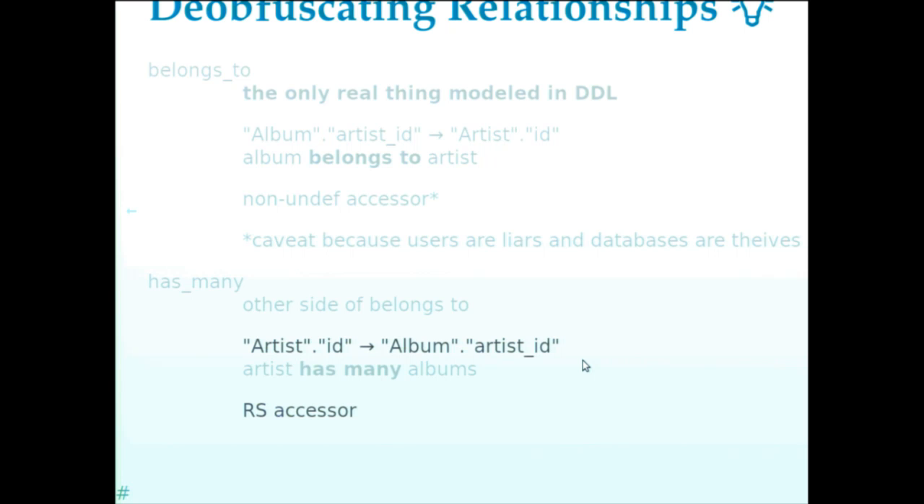But the thing you have to realize is when you call a belongs to, you get an actual row that gets pulled out of the database that has everything you need to interact with it. On the other hand, a has many gives you a result set. And you can do queries on that, but until you actually realize it, we'll talk about how to do that later, you don't actually have any data yet. Again, it's just a query plan.